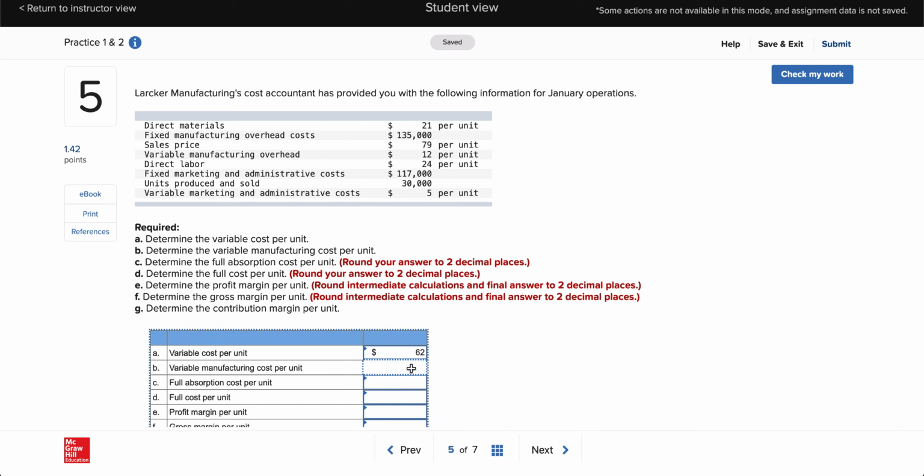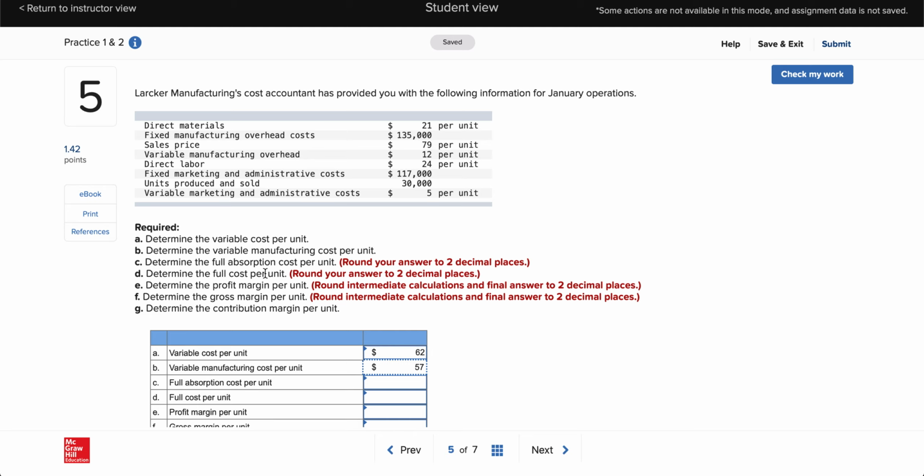Well, what about the variable manufacturing cost per unit? We're basically saying all of those things, but I don't want to include the marketing and administrative cost. So if we back that $5 out, we're at $57 because these are not manufacturing costs. Remember again that when we talk about manufacturing, anything that happens in the factory, in the plant, those are some of the buzzwords that indicate it is a manufacturing cost. Also if you see the term product cost, that's what we're talking about.